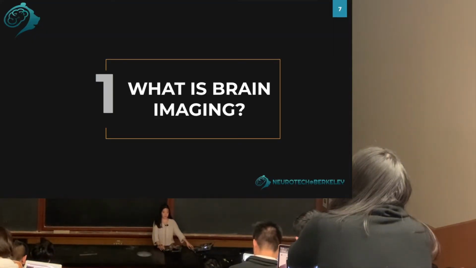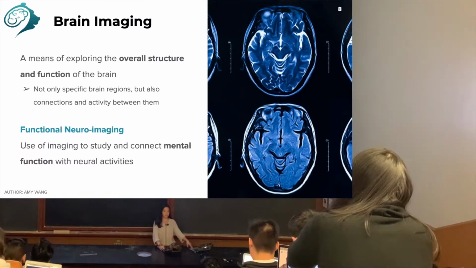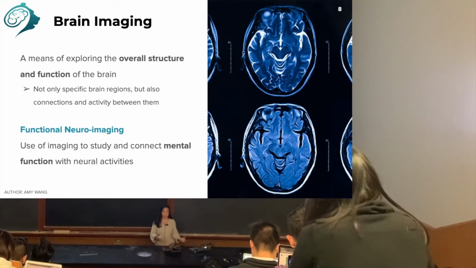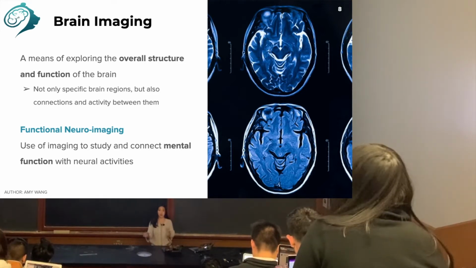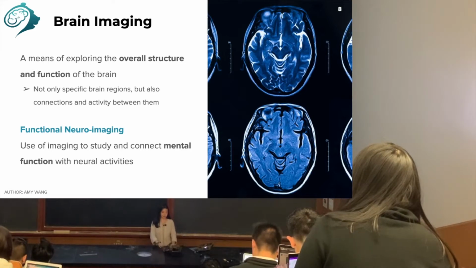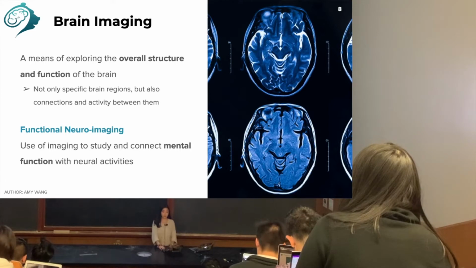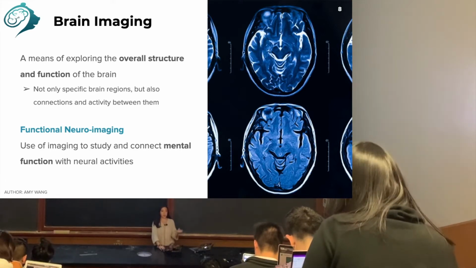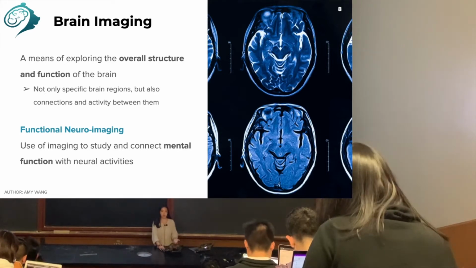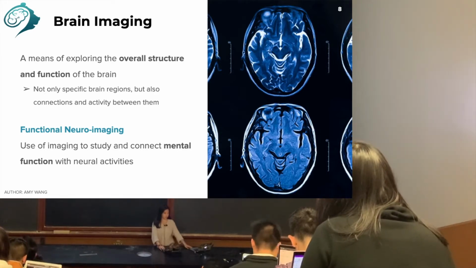So what's brain imaging? It's basically a means of exploring the overall structure of the brain, and the function as well in certain techniques. So it's not only specific brain regions, but also the connections and activities between them. It allows us to study neural activation at a population level. Another really important thing in terms of technology is functional neural imaging. It's not only looking at what the brain literally looks like, but also the mental function associated with activities.